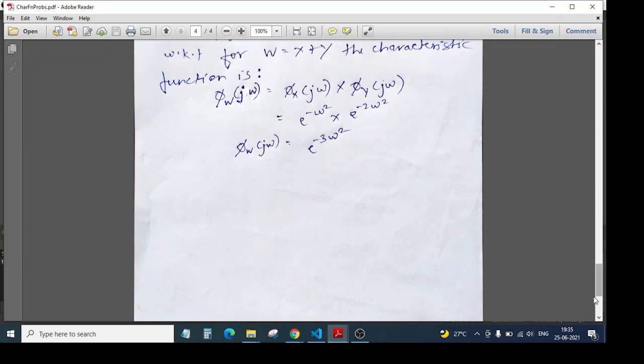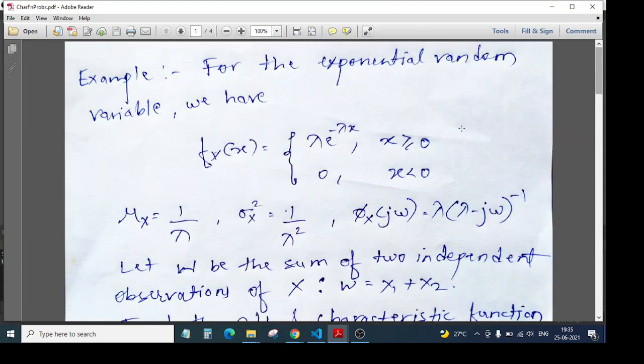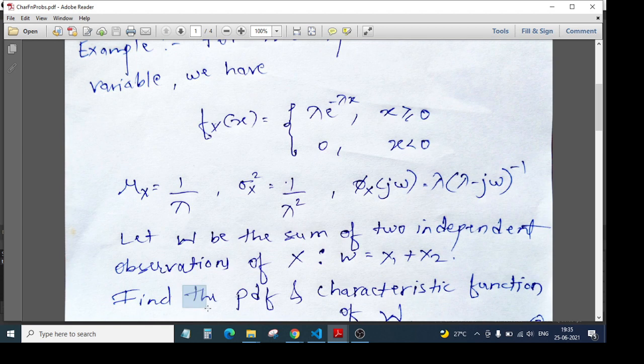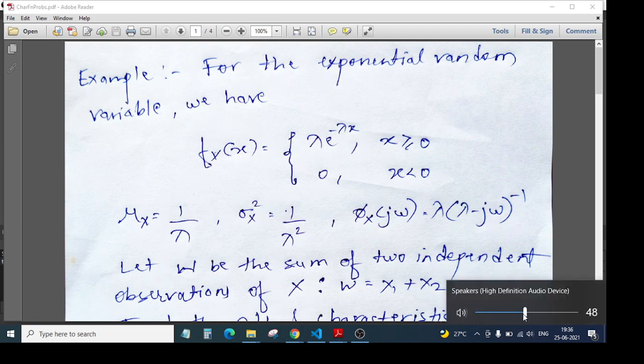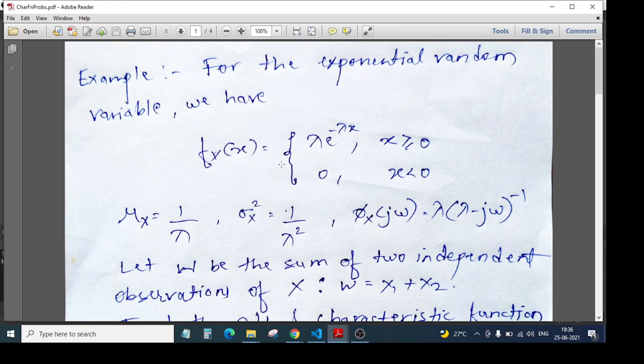So today we will try to do some problems on characteristic functions as well as finding the PDF. We'll try to cover these two topics in today's class, that is, problems on characteristic functions and problems on your PDF. Okay, so let us go ahead and see the first problem of today's class.